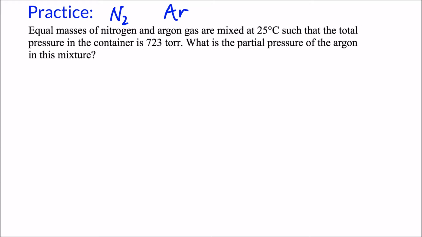Now, from the formulas that we had listed just a moment ago, the mole fraction is equal to the number of moles of a gas over the total moles of a gas, and the mole fraction is equal to the partial pressure of a gas over the total pressure of the gas.